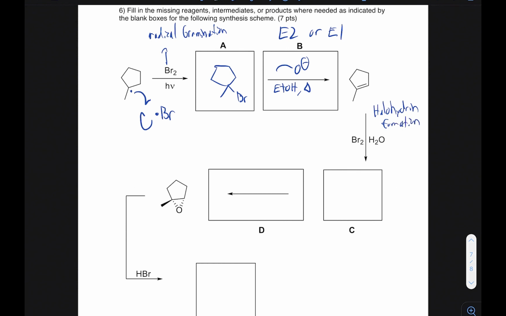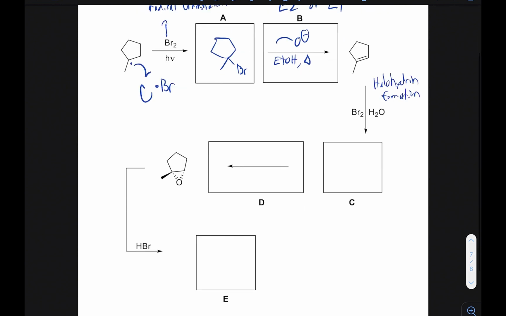We know it's that, right? It's not just Br2 by itself with an inert solvent, but it's Br2 with H2O, right? H2O can take place in the reaction. And so what does that mean?